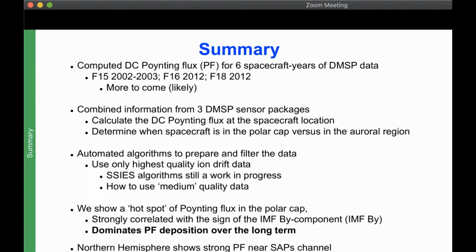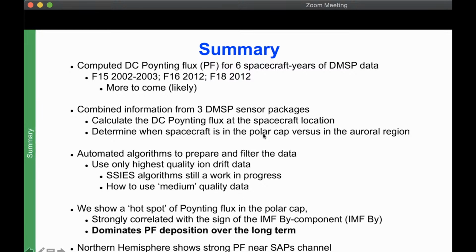So just a quick summary. We've gotten 6 spacecraft years of data from DMSP into shape that we are confident in actually showing in a somewhat public presentation. We think there's funding coming down the pike that will allow us to process a lot more data. That's the good news. The bad news, there are always some limitations with the DMSP electric field and ion drift measurements because of the contamination by light ions. But we're working with UTD to extract as much of that as we can, potentially even using some of the medium quality data.